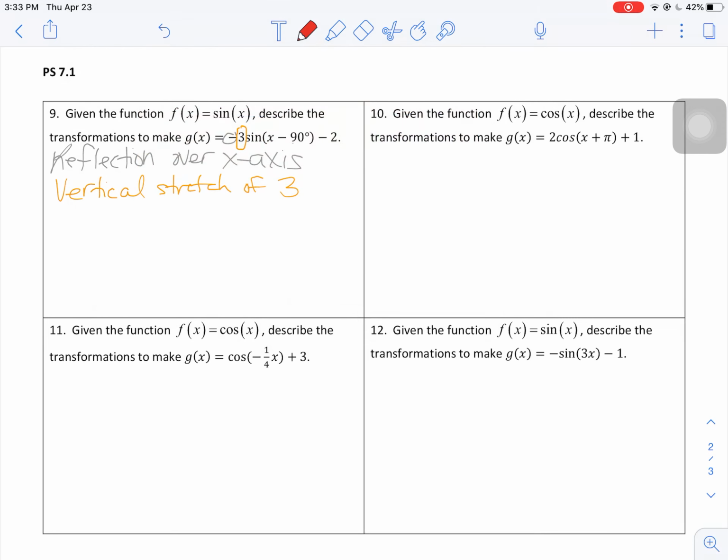Inside the parentheses right here, if we're subtracting 90, we actually go right 90. So those horizontal translations are always the opposite of what we think they should be. So since it's negative, we actually do right 90 degrees.